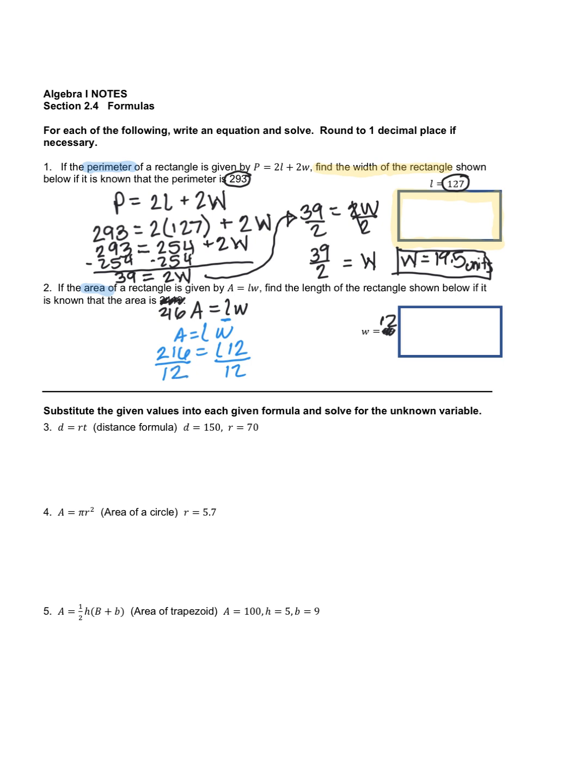Divide out the 12 on both sides. 216 divided by 12, and if we do 216 divided by 12, we come up with 18. So L equals 18.